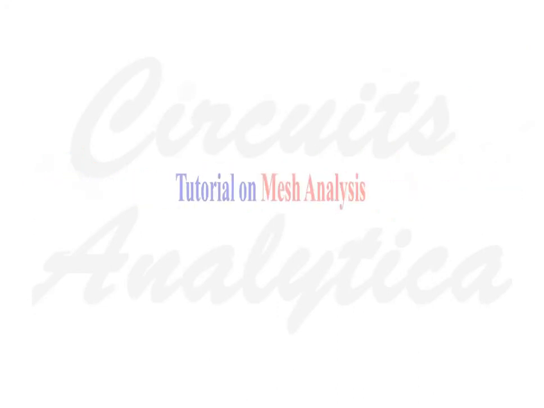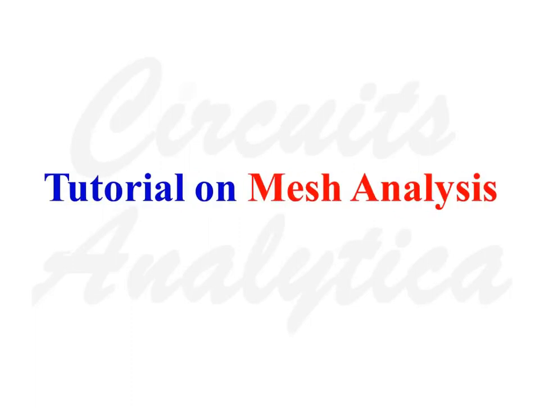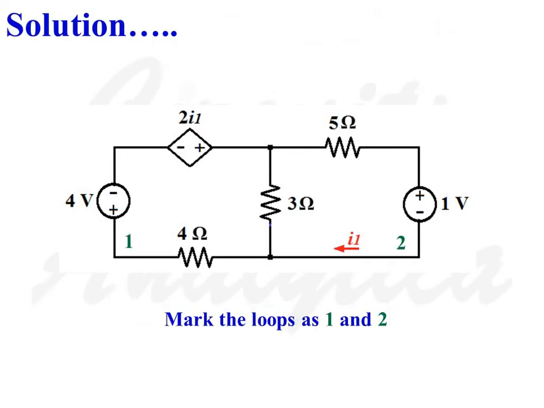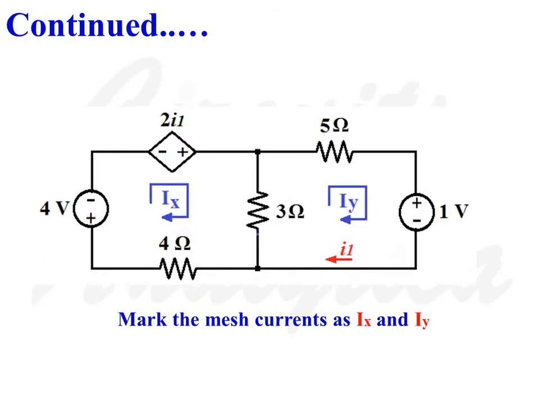In this video, we will discuss a tutorial on mesh analysis. For the following network, find power dissipated by the 4 ohms resistor. First of all, let us mark the loops as 1 and 2. Mark the mesh currents as Ix and Iy.